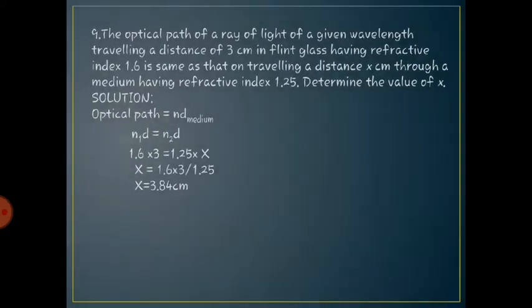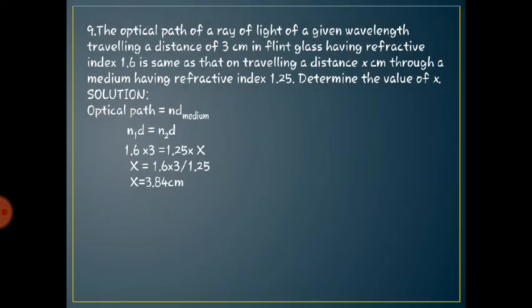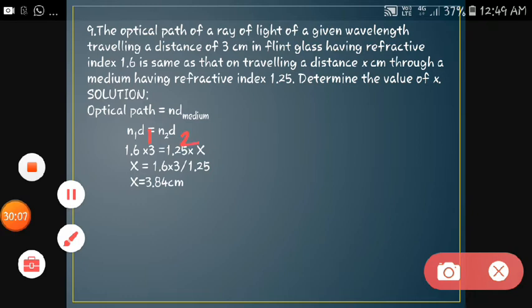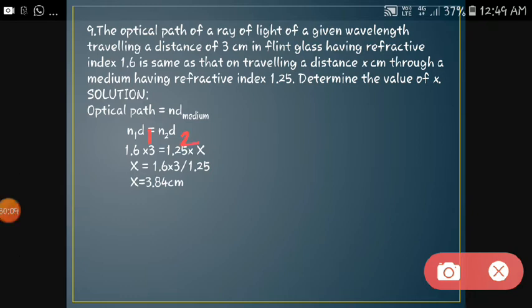So by using the basic formula for optical path, which is n into d, medium. Okay, so two mediums are given, so n1 d1 is equal to n2 d2, we can write as it is given. n1 and n2 are given. D for the first one should be d1 and d2 actually. So here I will write d1 and d2. Okay, so n1 is 1.6 into d1 is 3, n2 is 1.25 and d2 is x that we are going to find out. So by shuffling this, we are getting x as 3.84 centimeter.